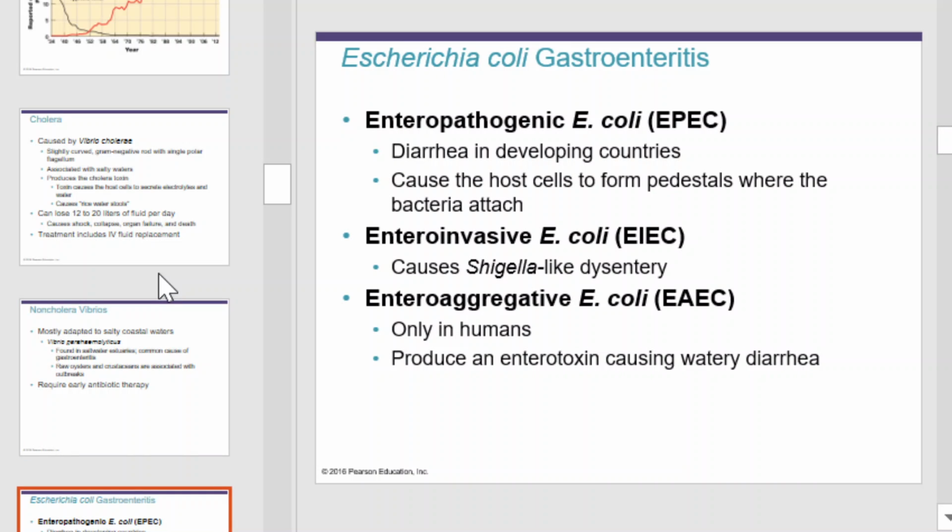E. coli. E. coli gastroenteritis is caused by enteropathogenic E. coli, or EPEC, which can lead to diarrhea in developing countries and causes the host cells to form pedestals where the bacteria attach. Enteroinvasive E. coli causes shigella-like dysentery. Enteroaggregative E. coli is found only in humans and produces an endotoxin causing watery diarrhea.